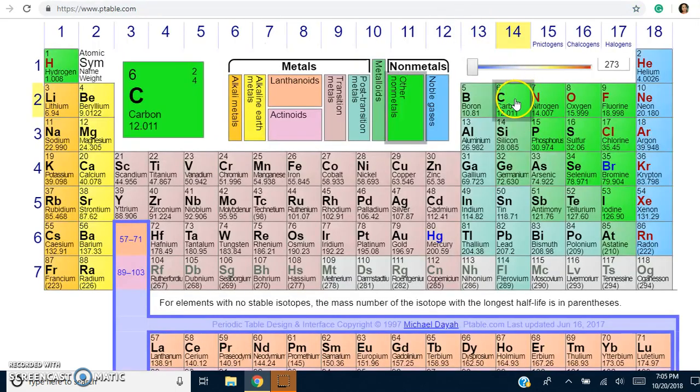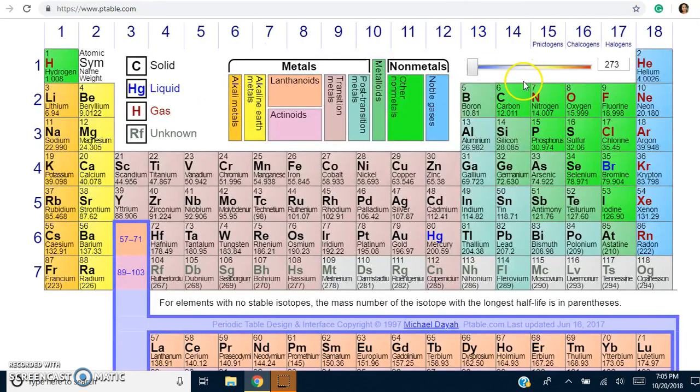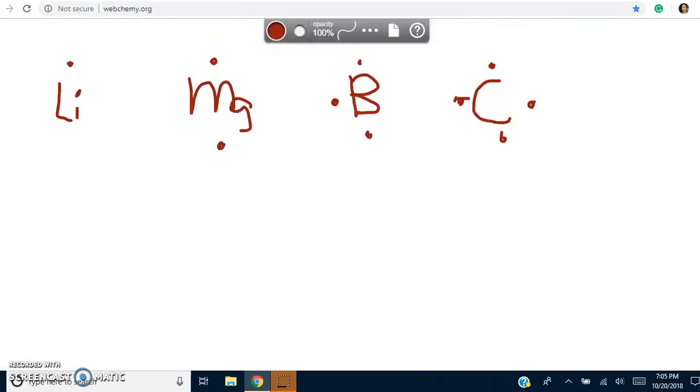Let's do another one. Carbon. Carbon is in group 4A. So when you draw the Lewis dot structure for carbon, it should have 1, 2, 3, 4. Okay, this is a dot, not a dash.